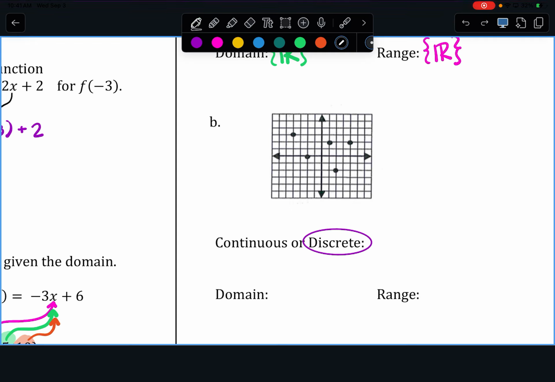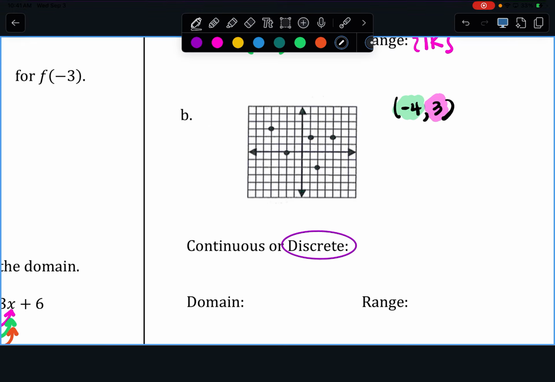If it helps, you don't have to do this, but please write the ordered pairs off to the side if it helps you so you don't get confused, right? Like this point right here, what is that? 1, 2, 3, 4, 1, 2, 3. That's the point -4, 3, which means his domain is -4 at that point, and his range is 3 at that point, right? The X's are the domain, the range is the Y's, right? So if it helps you to write the coordinate down, please, please do that.